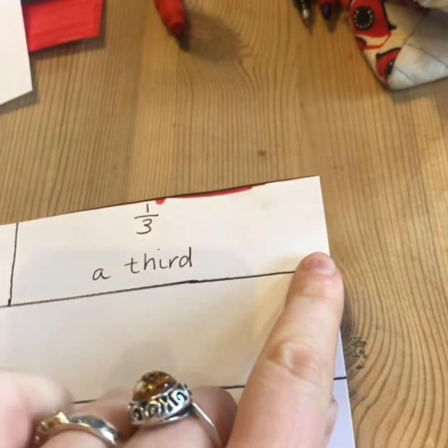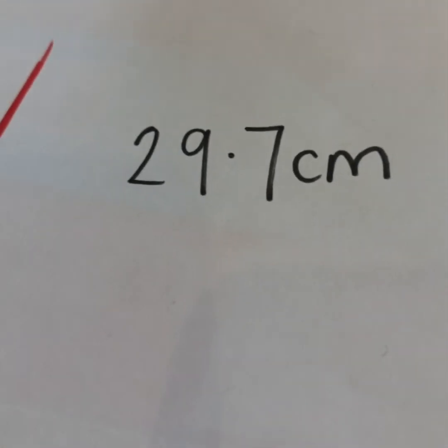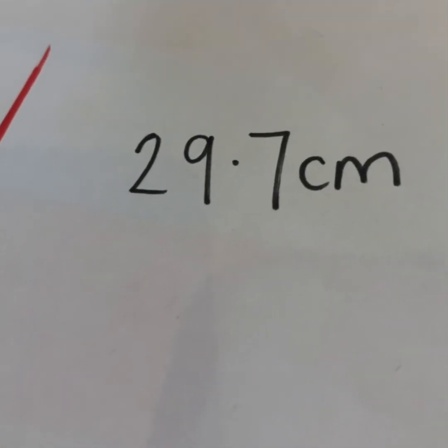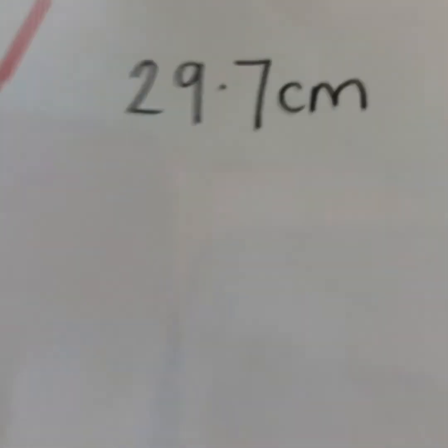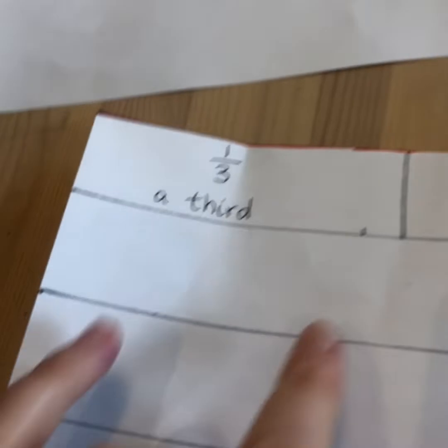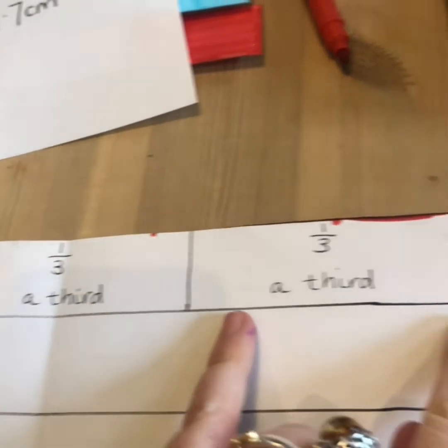So you need to measure how long your piece of paper is. If it's an A4 piece of paper, it should be 29.7 centimetres. So if you put that into a calculator and then divide it into 3, because you're making it into 3 parts, it should give you, I think it's 9.9 centimetres each third should be.